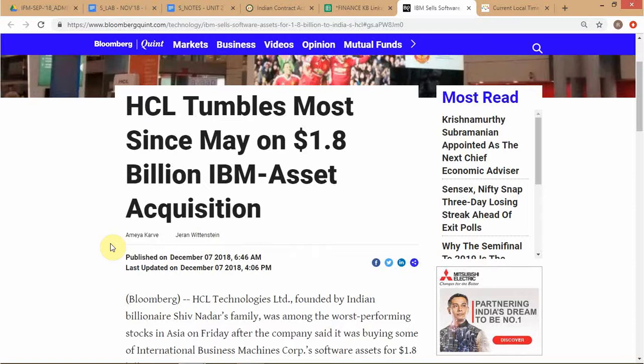That they have spent $1.8 billion to buy these assets from IBM. So now the question is, going back to the discussion I had in the other class, you guys have done this NPV calculation for projects.